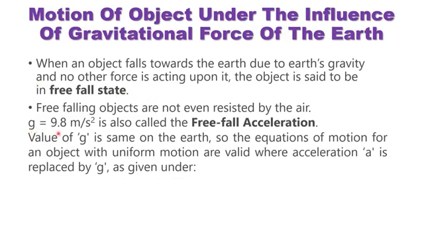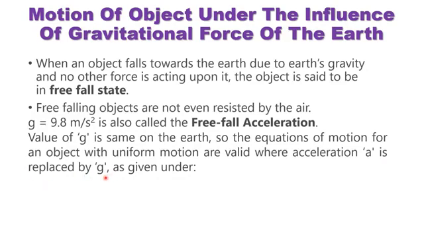We know the value of g is 9.8 meter per second square. Free falling objects are not even resisted by the air. g is 9.8 meter per second square, also called free fall acceleration. The value of g is the same on the earth. So the equations of motion for an object with uniform acceleration are valid where the acceleration a is replaced by g.